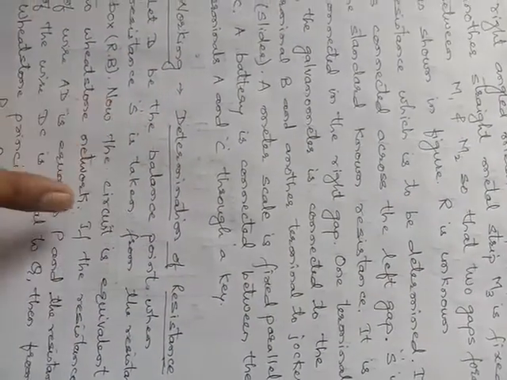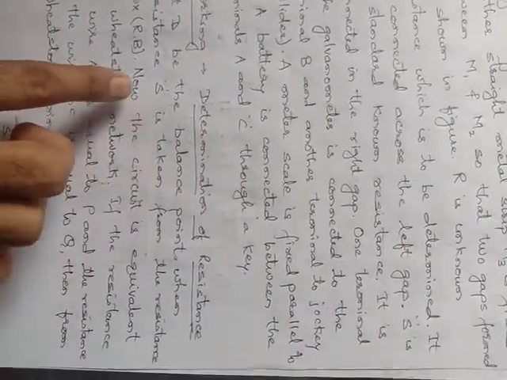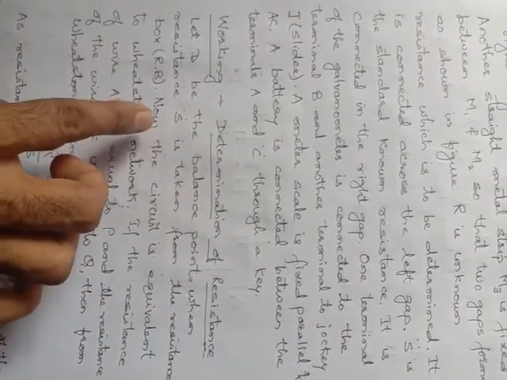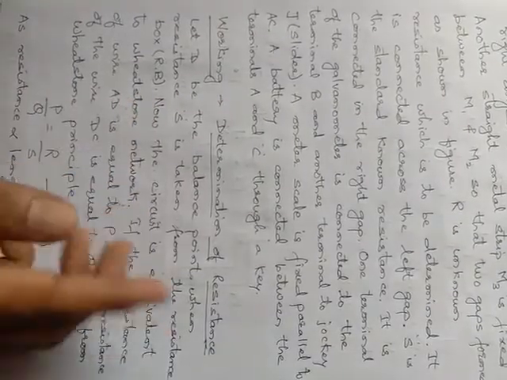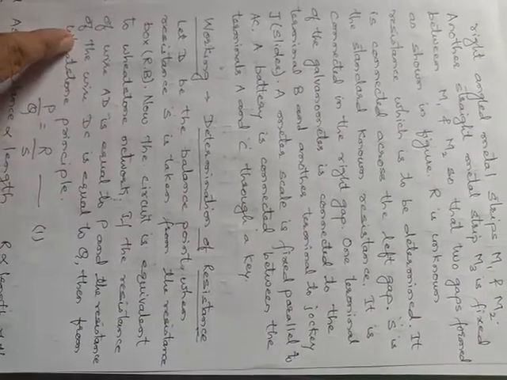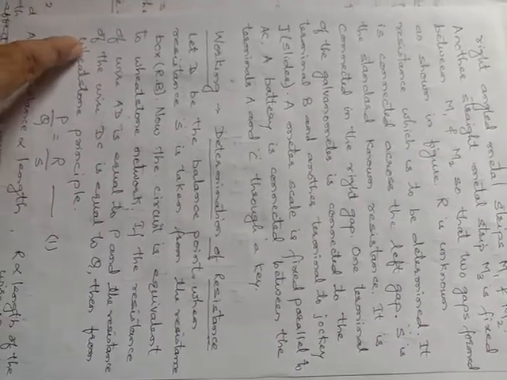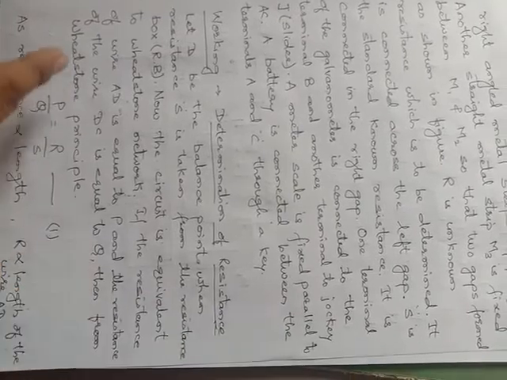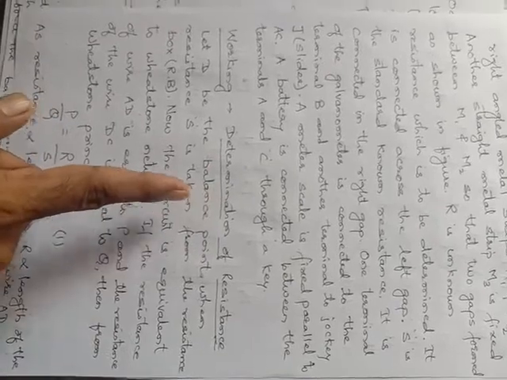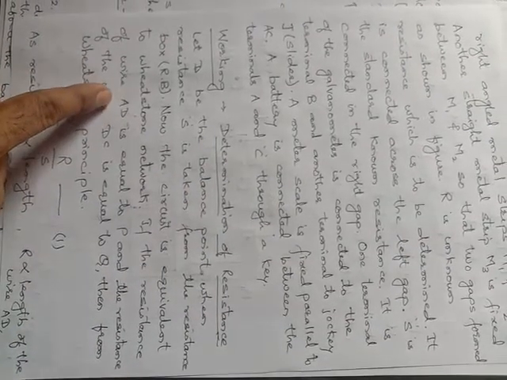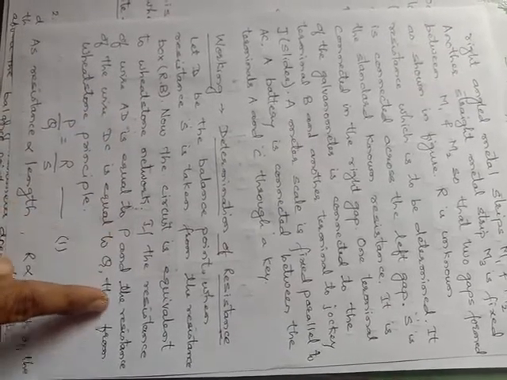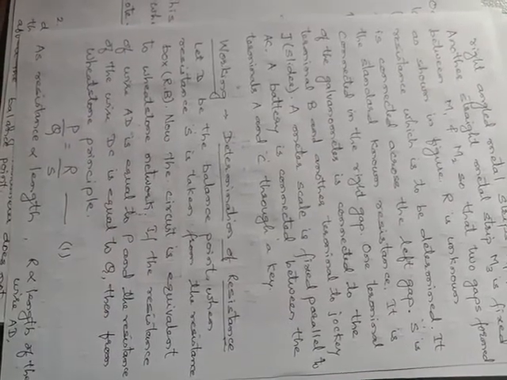In the working, D is the balancing point. S is taken from the resistance box. When a known resistance is taken from the S, then what will happen? The galvanometer will show the deflection. Now what we'll do? We will start moving the jockey from point A to C, and at a particular point the galvanometer will give zero deflection or null deflection. There we stop. So that distance is given by AD. AD is equal to P, and the remaining distance DC is equal to Q.